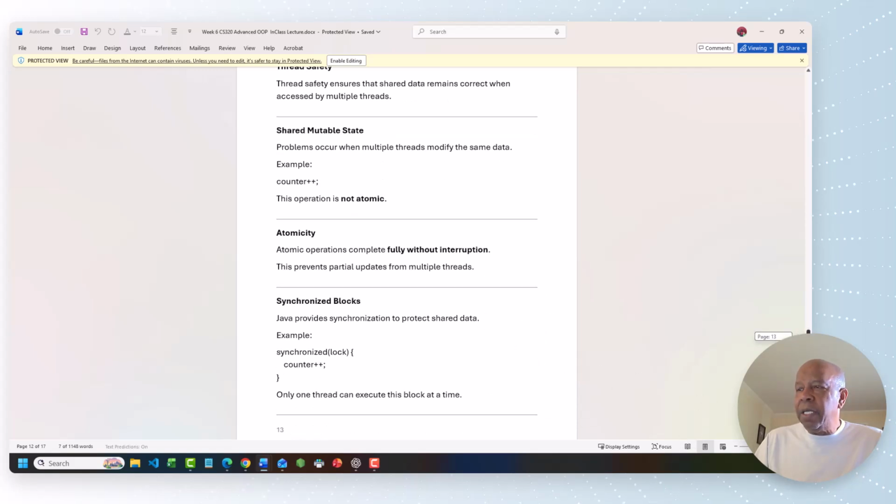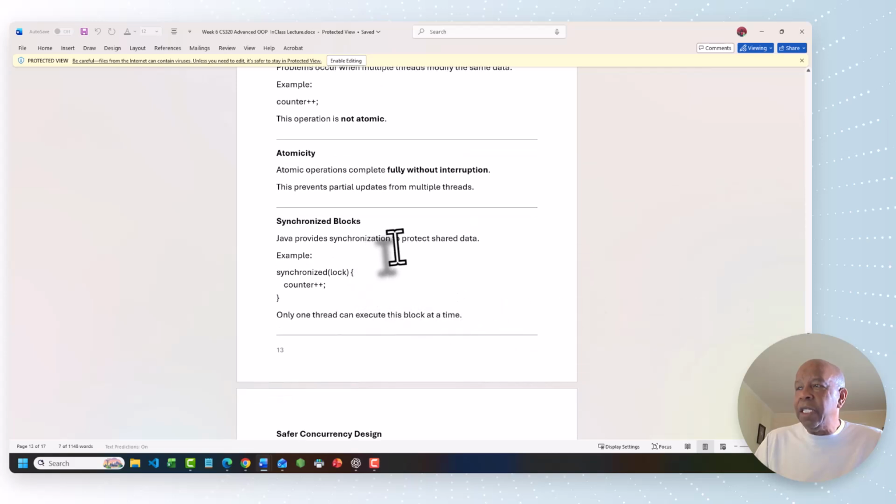Synchronized blocks. Java provides synchronization to protect shared data. For example, here I'm doing a synchronized lock, and it says that once I'm in here updating counter, nobody else can update counter. Okay, I am locking it. So that we won't have the situation where we have two tasks updating a resource at the same time. Only one thread can execute in this block of time.